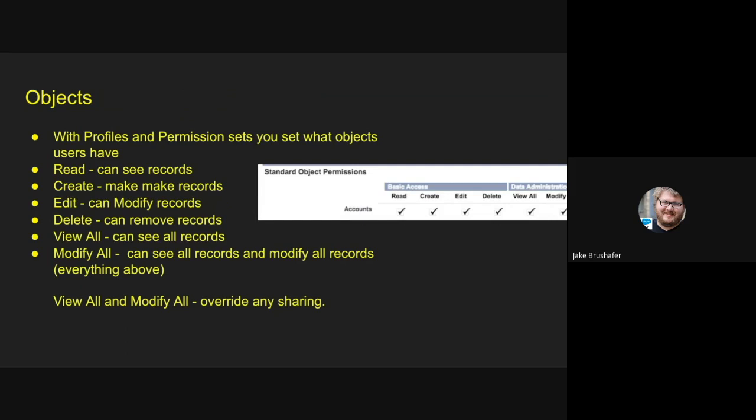All right. When it comes to the objects, all the objects in Salesforce have basic permissions in them. These are your CRUD. You can read, create, edit, and delete, view all, and modify all. Read means I can see records. Create means I can make records. Edit means I can modify records. Delete means I can remove records. View all means I can see all records, and modify all means I can see all records and modify all records. So they can basically do everything.